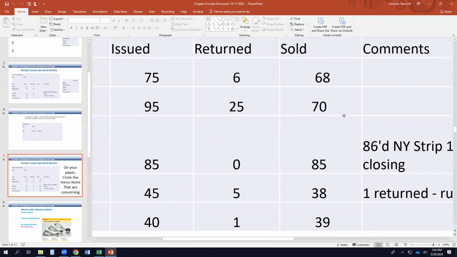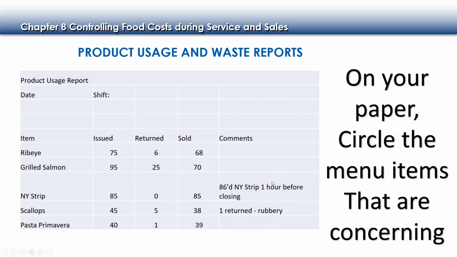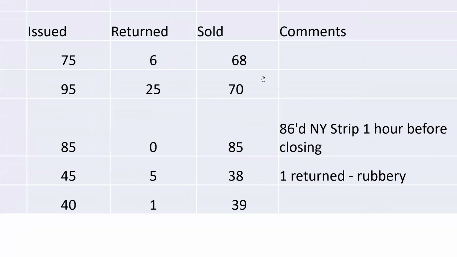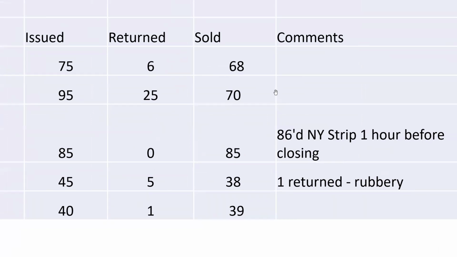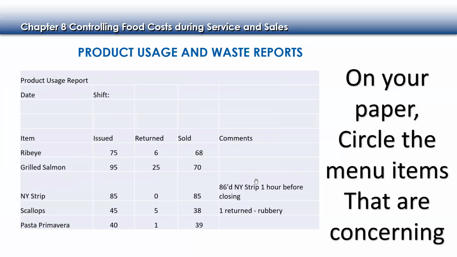So in this sold column right here, you'll see the total number of each item that was sold. So go ahead and copy these answers over. So 68 items were sold for the ribeye, 70 grilled salmons, 85 New York strips, 38 scallops, and 39 pasta primaveras. Okay. So those are the items that we sold. That's our product usage. That's how many we actually rang up in the computer.